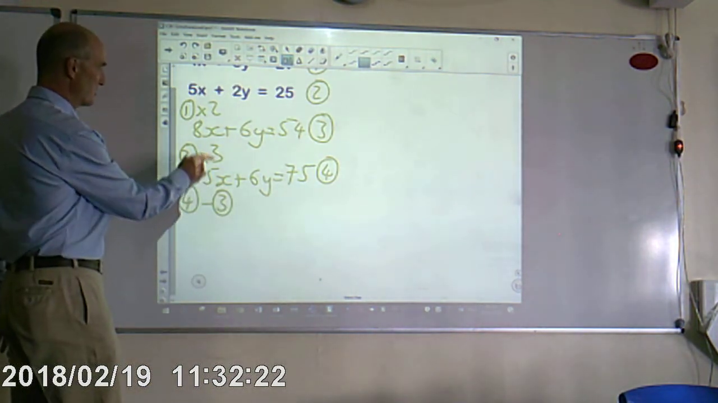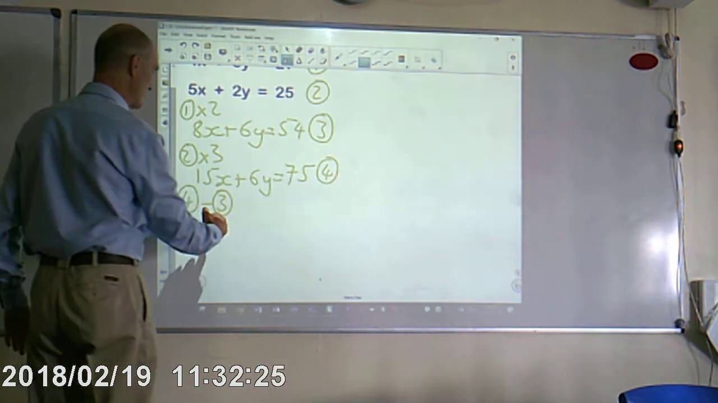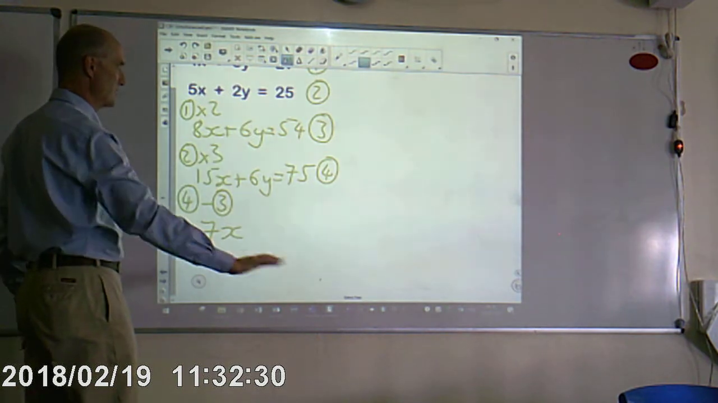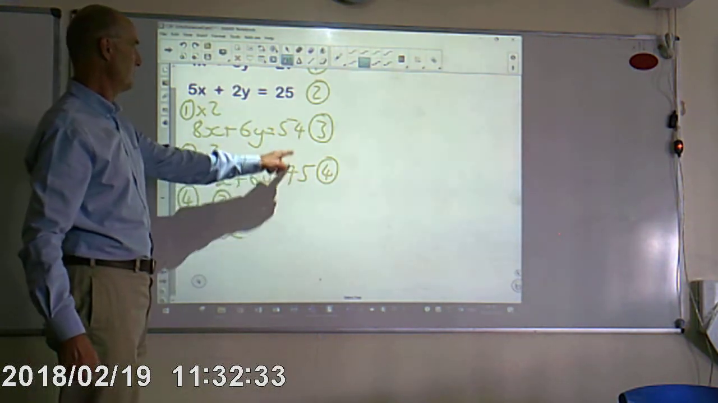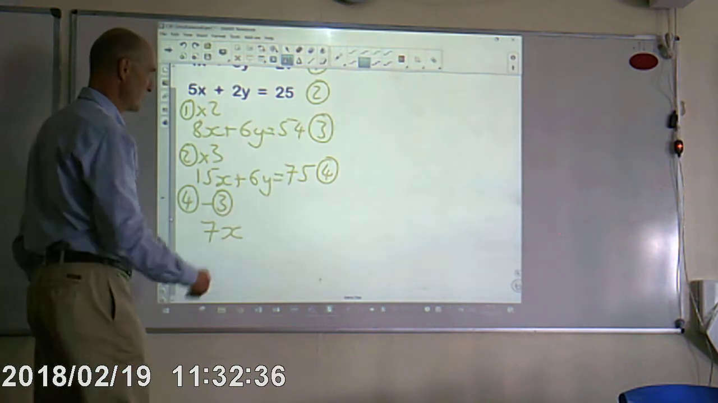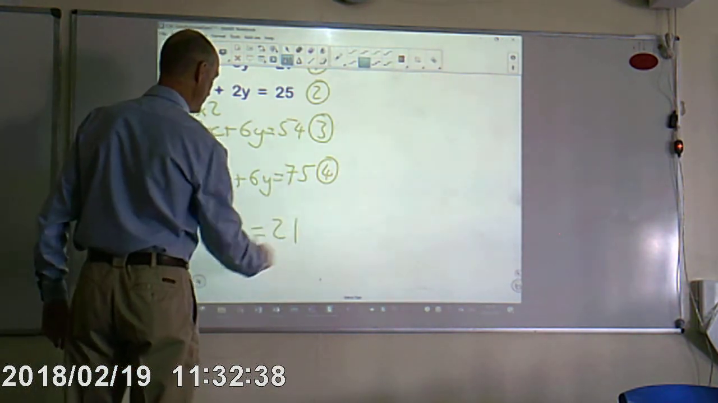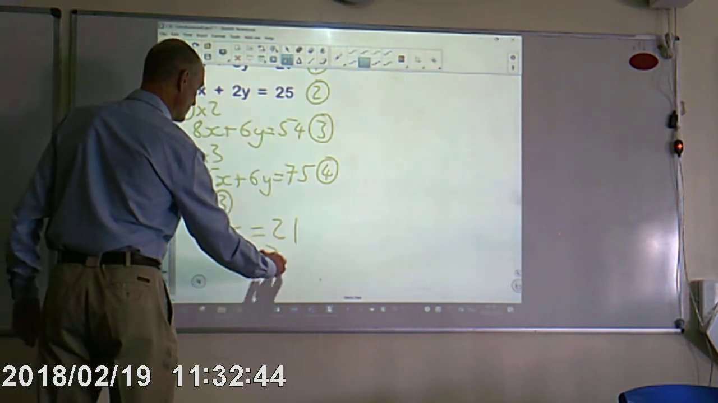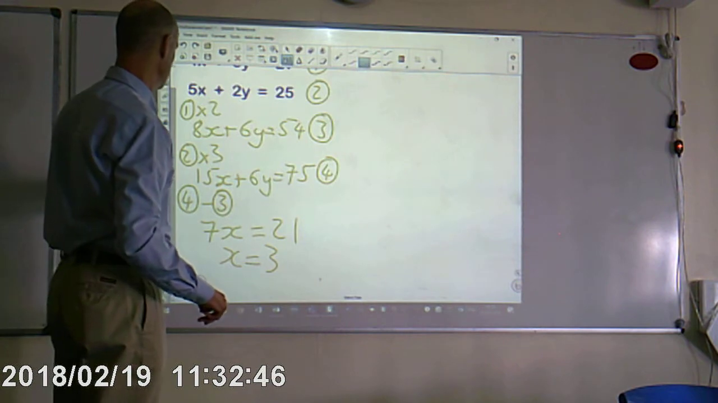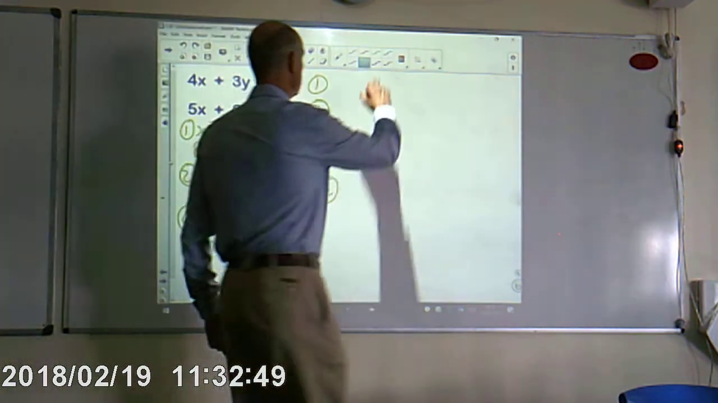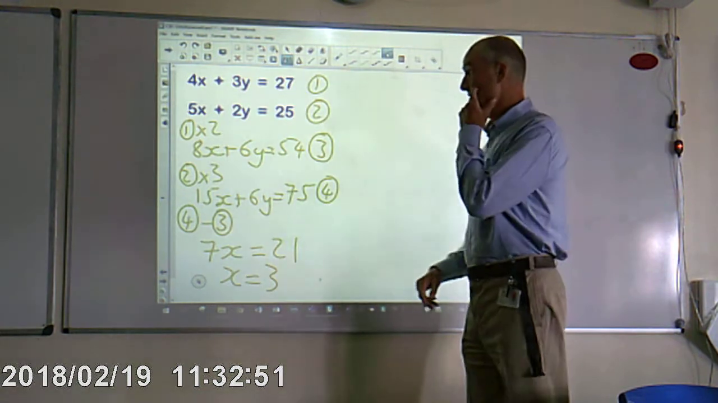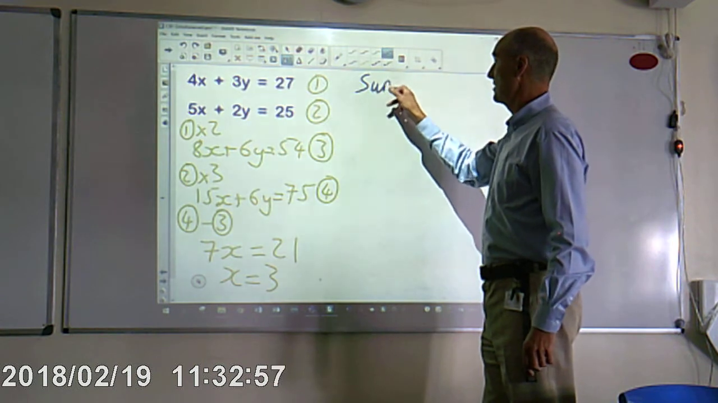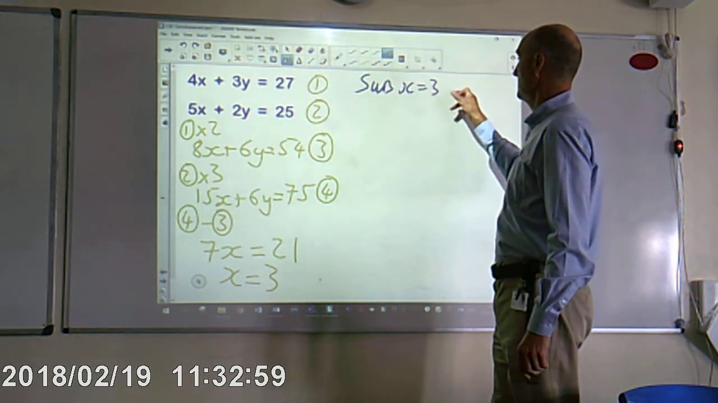So 15x take away 8x gives me 7x. 6y take away 6y gets rid of my y's. 75 subtract 54 gives me 21. So 7x equals 21, divide both sides by 7, x equals 3. Okay. So I've got a value of x equals 3. Same as we've been doing. Sub x equals 3 in equation 1.